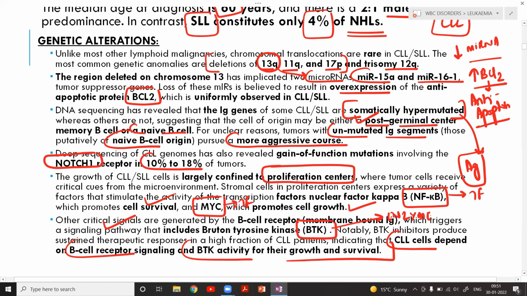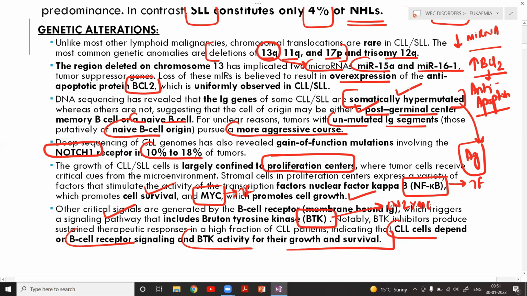Any doubts with regards to genetic alterations? Yes. So you should remember the role of deletions, trisomy, microRNAs, what is somatic hypermutation, origin from post-germinal center or naive B cell, which origin is more aggressive, the Notch1 mutation, what are proliferation centers, and in the proliferation centers which transcription factors ensure the growth and which enzymes ensure the growth. This should be very clear.